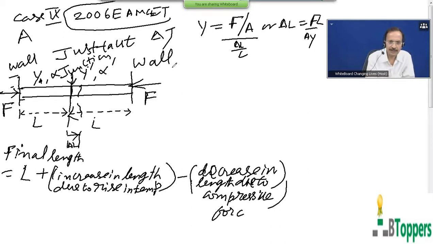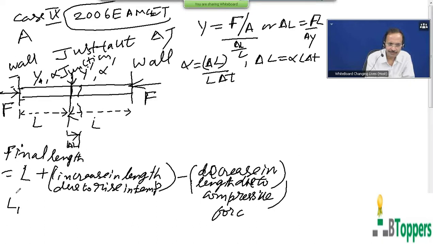So therefore, the increase in length is the coefficient of linear expansion times the original length times the change in temperature. So the change in the length of the rod due to a rise in temperature, you can write as alpha into L into delta T. So the final length of the first rod, denoted by L1 dash, is the original length of the first rod, L, plus the increase in length due to rise in temperature. Using this formula, you can write alpha into L into delta T.